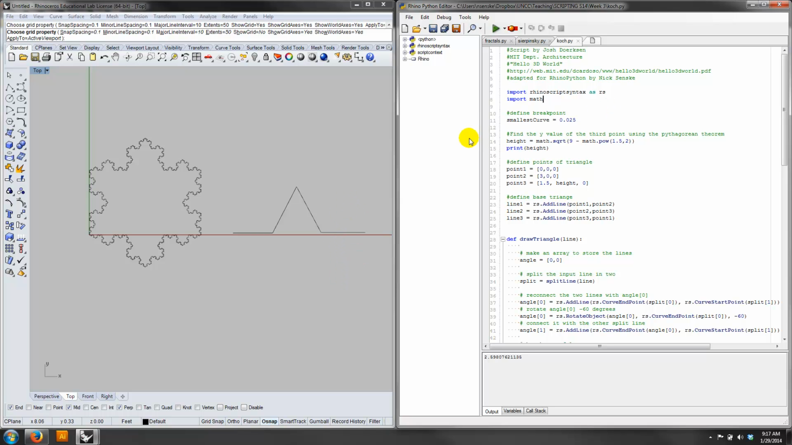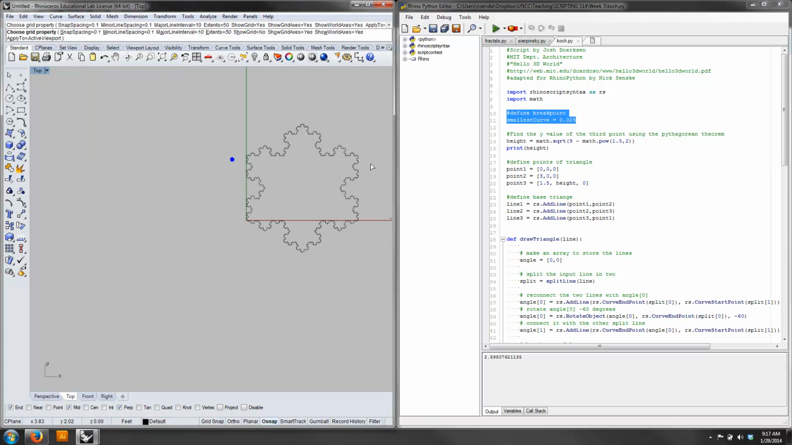Okay, so right off the bat, we're going to import RhinoScript and import math, and we'll see why we need math right away. We're going to define a breakpoint. As you know from earlier, it's very important in loops that you have a termination clause. In this case, we're going to be using a loop, and we need to know when to stop that loop. Otherwise, it's going to go on into infinity.